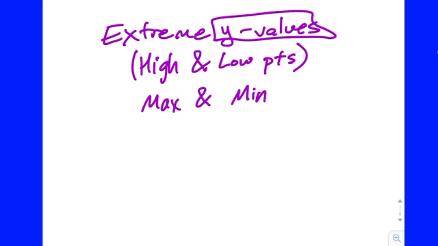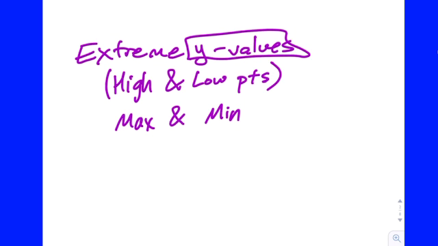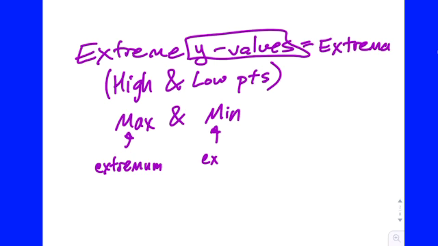So they're collectively called extrema. It's a math term. We like to make up terms sometimes. So if you hear extrema, that's just a plural way to say extreme y values. Whereas each of these individually are called extremums. It's kind of like alumnus is the singular, alumni is plural. Extremum, okay. So collectively extrema, individually extremum.